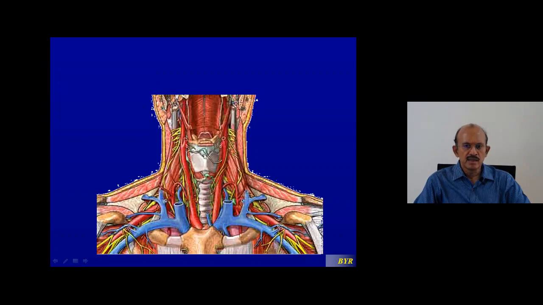And this is the shield-like structure, the thyroid cartilage. And above here is the hyoid bone. It has a greater cornu and lesser cornu, and this is the body of the hyoid. And between the hyoid and thyroid cartilage lies the thyrohyoid membrane.